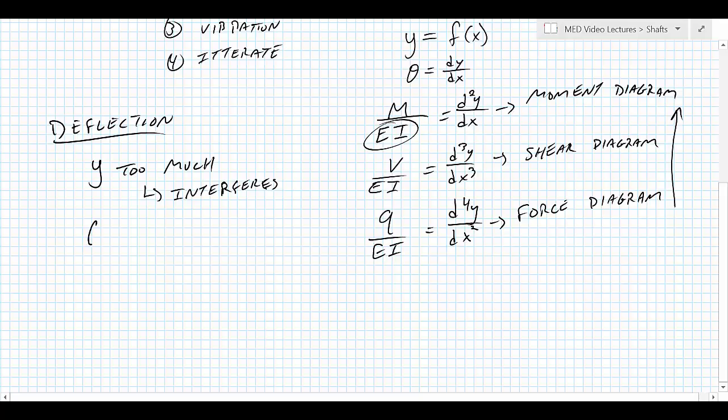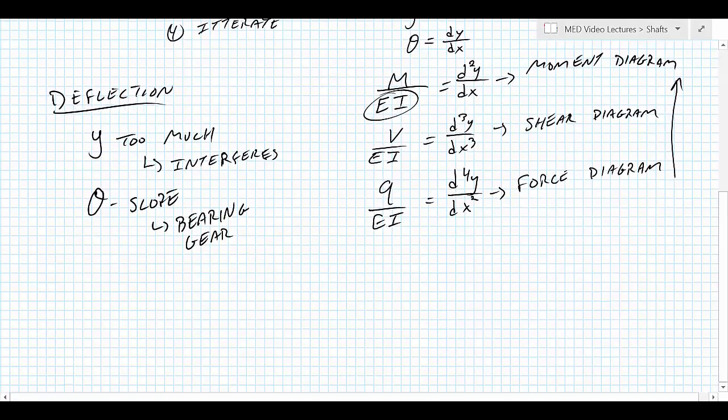The other side of that might be the slope. So for a particular element, such as a bearing or a gear, there's a certain amount of acceptable slope that can occur in that shaft. And those will be specified by the bearings. And again, there's a table in Chapter 7 that discusses typical values for different types of bearings and different types of gears. The other one is the amount of twist angle.